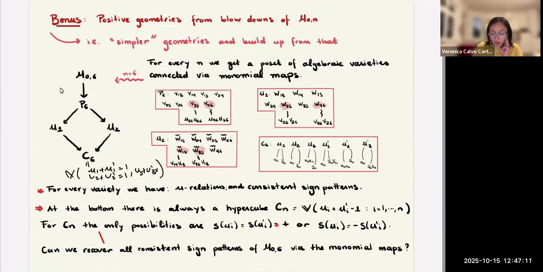Because the only options that you have are that both the UI and the UI prime are positive, or one of them is positive and the other one is negative. And the question is, can we recover all consistent sign patterns of M0n in general? For M06 it's true. So can we recover all the sign patterns of M0n via the monomial maps? Can we always find a way to go up from the hypercube to M0n and somehow trace back this (n-1)!/2 sign patterns that we would want to find at the end?